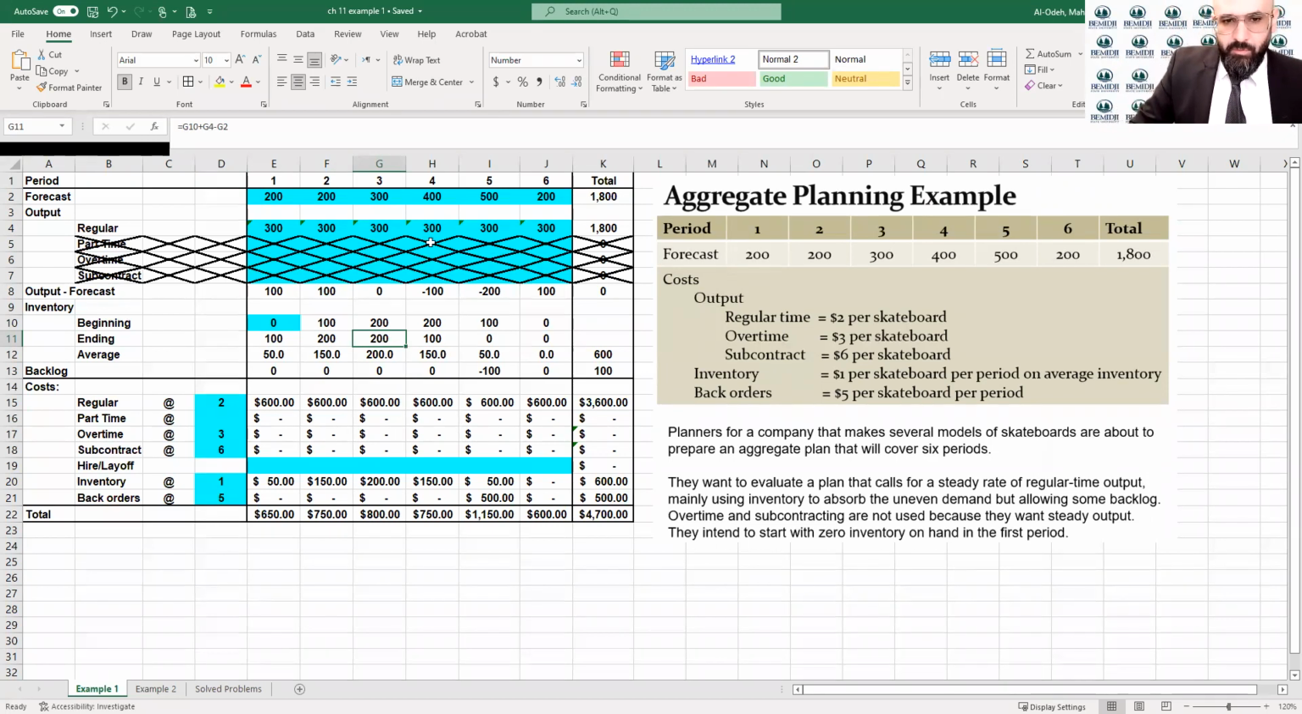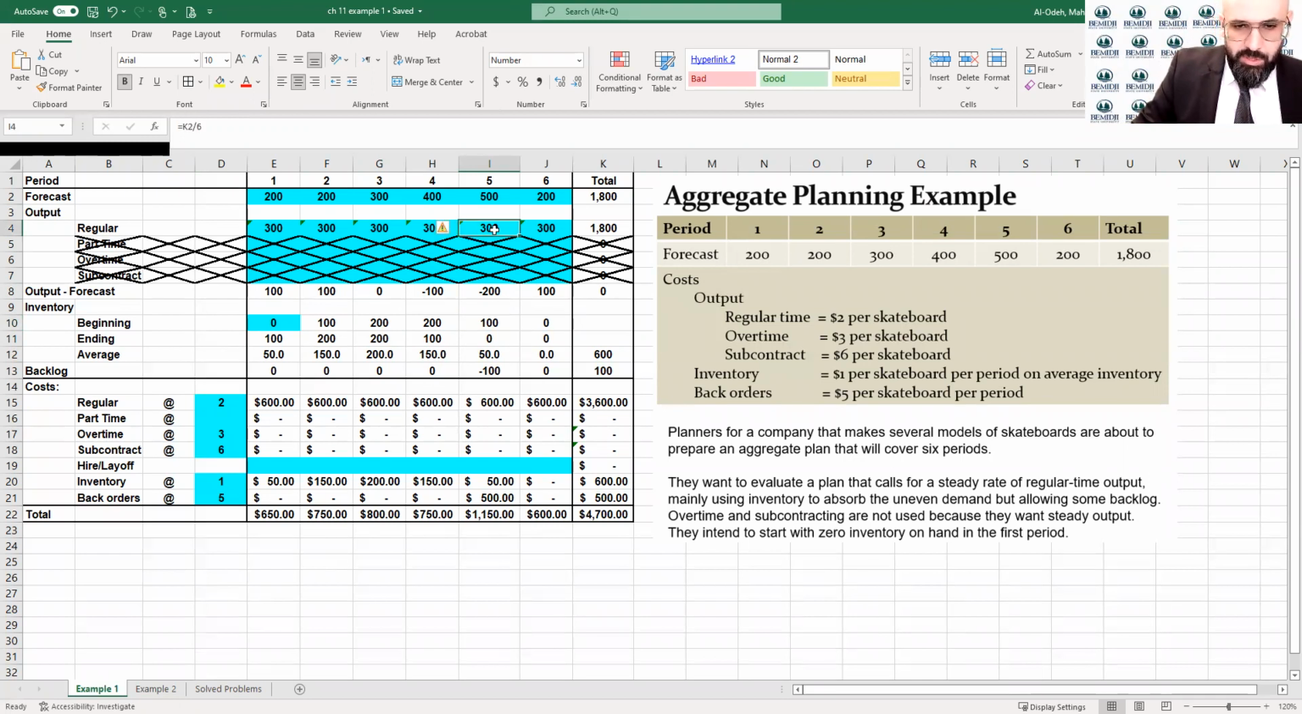Now moving into period 4, we made 300. The demand is 400, so we're short 100. We will take 100 from the inventory. That would leave you with 100 by the end of the period, reducing the inventory level from 200 at the beginning of period 4 to 100 at the end of that period. Now for period 5, we're going to start with 100 in the inventory. Let's take a look into what happened here.